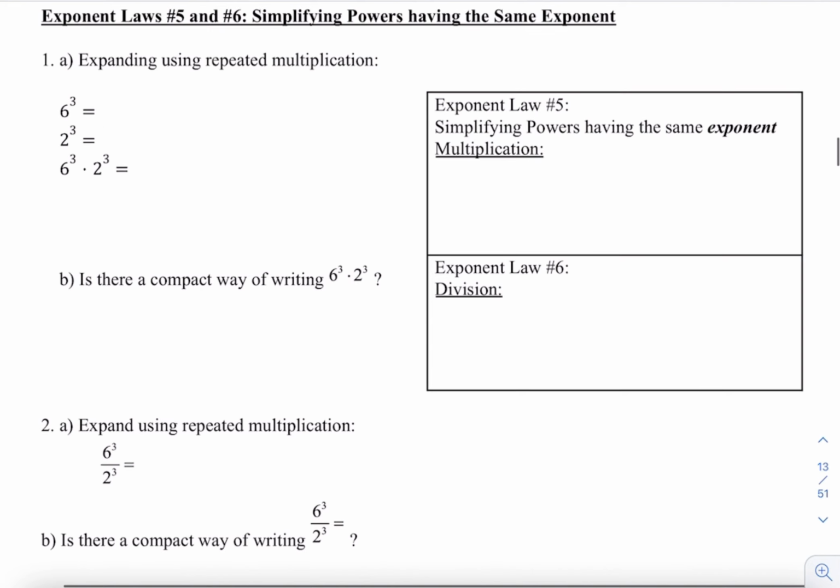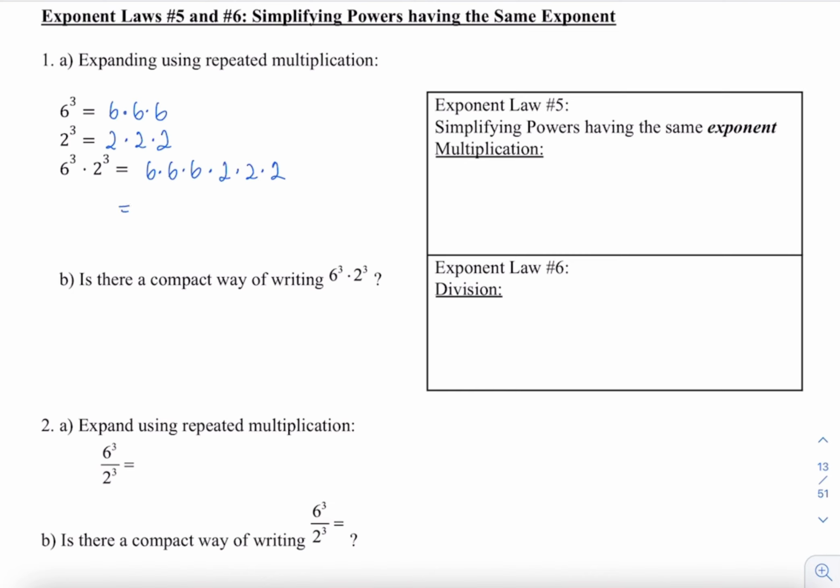So if I want to look at 1a and I'm being asked to expand using repeated multiplication, if I have 6 to the power of 3, I know that the base is 6. I'm repeating it 3 times, 6 times 6 times 6. Same with 2 to the power of 3. I would take the base of 2 and repeat it 3 times. What happens when I get 6 to the power of 3 and 2 to the power of 3 multiplied together?